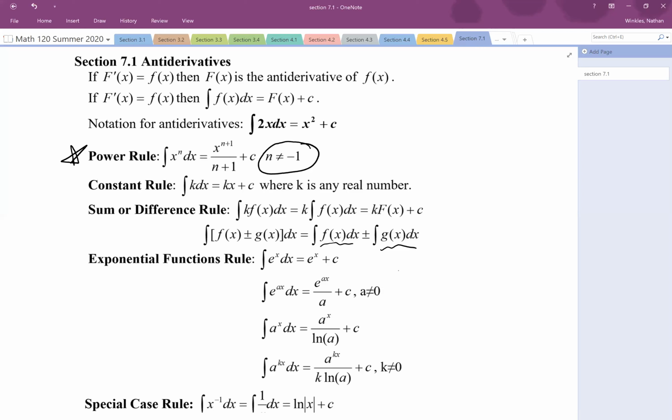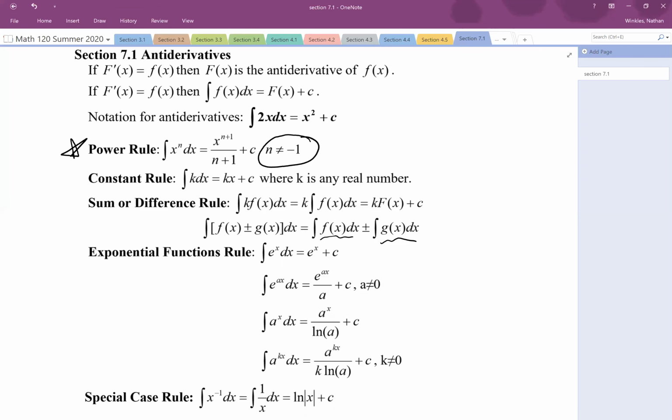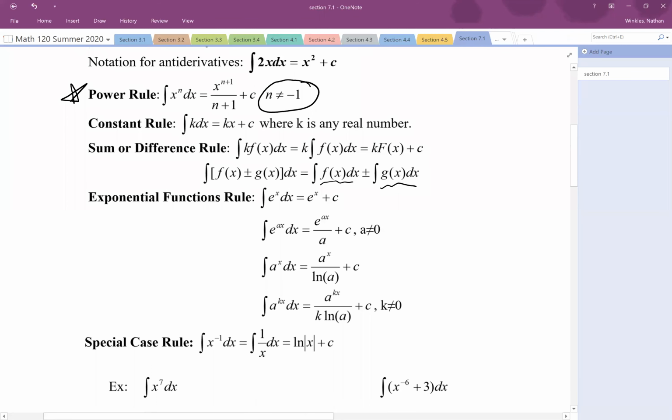The integral of a to the x dx is equal to a to the x divided by natural log of a plus c. The integral of a raised to the kx dx is equal to a raised to the kx divided by k times the natural log of a, plus c, where k is not equal to 0. In all these cases, when we're dividing through by those numbers, we cannot allow them to be 0, because then we would have division by 0.